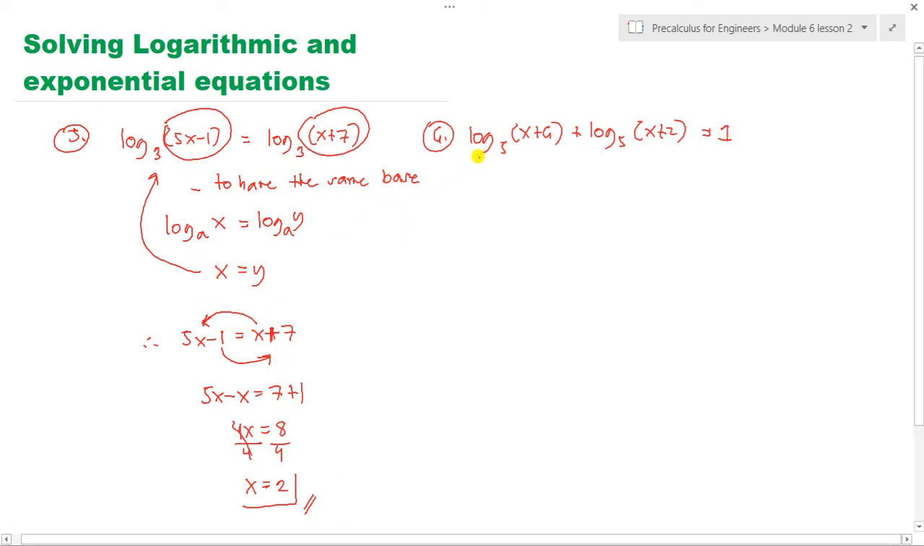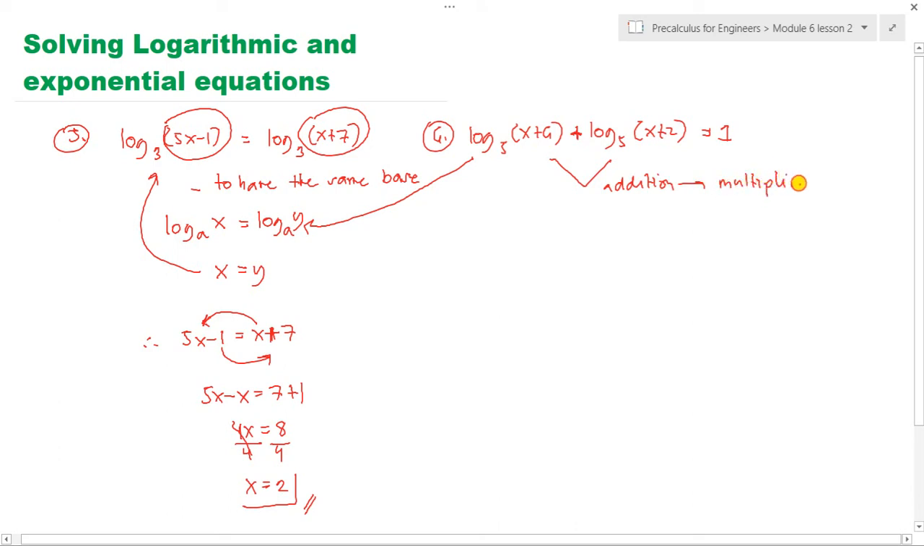Here we cannot go directly to equating the arguments because of the constant 1. So what we need to do here is compress or condense this, the sum of the two logarithms. They have the same base, so we can compress it. Again, if it is addition, convert to multiplication, right?